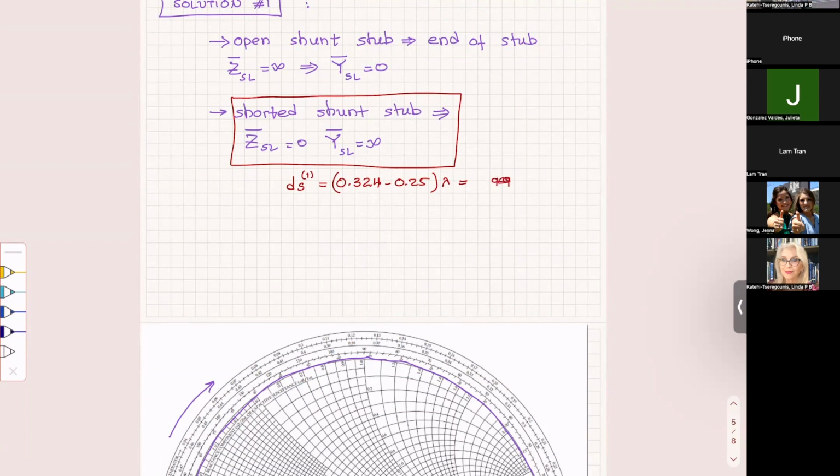No, sorry, I don't know what I'm doing. It's 0.074 lambda. Okay, so d sub s1 in this case is 0.074 lambda.